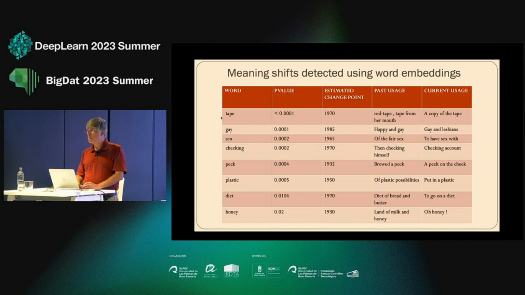Tape, at one point, meant something sticky. What does the word tape mean now? It means record something. At least at one point, it meant record something. It meant, I'm going to tape something.